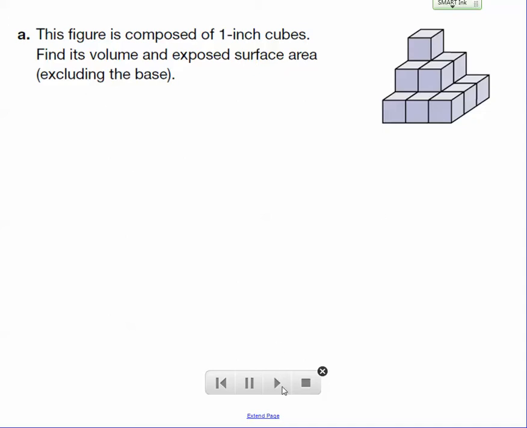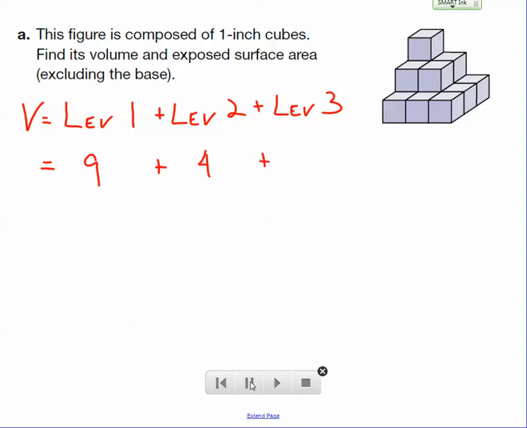Volume's a little bit easier because all we have to do is take level 1 and add it to level 2 and add that to level 3. Level 1, the bottom anyway, has got 9 boxes. It's 3 by 3, so 9. Level 2 is 2 by 2, and level 3 is obviously just the one box. So the combined volume of this is 14 units cubed, or 14 1-inch cubes, cubic inches.